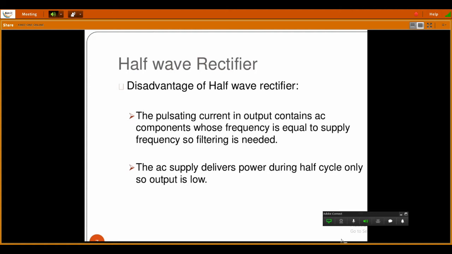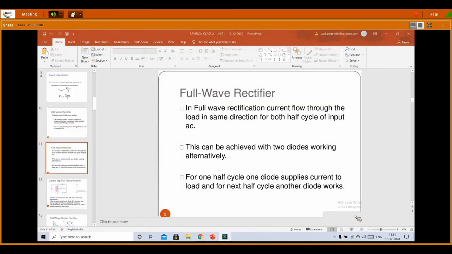Here the pulsating current in the output contains AC components whose frequency is equal to the supply frequency. So filtering is needed. And the AC supply delivers power only during half cycle, so the output is low. Now we will go with the full wave rectification.